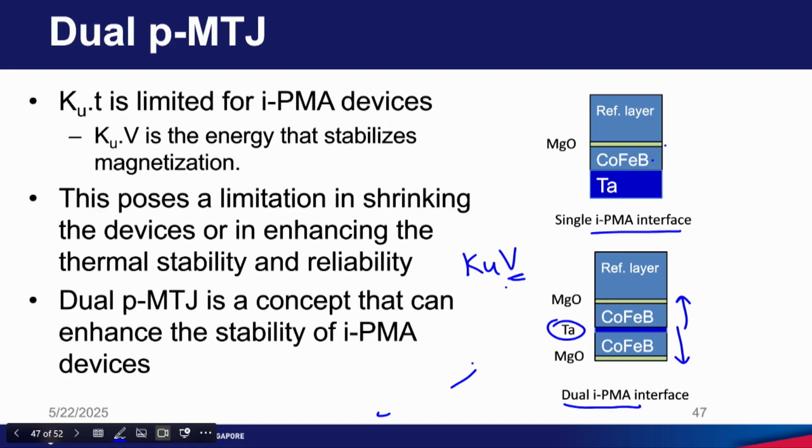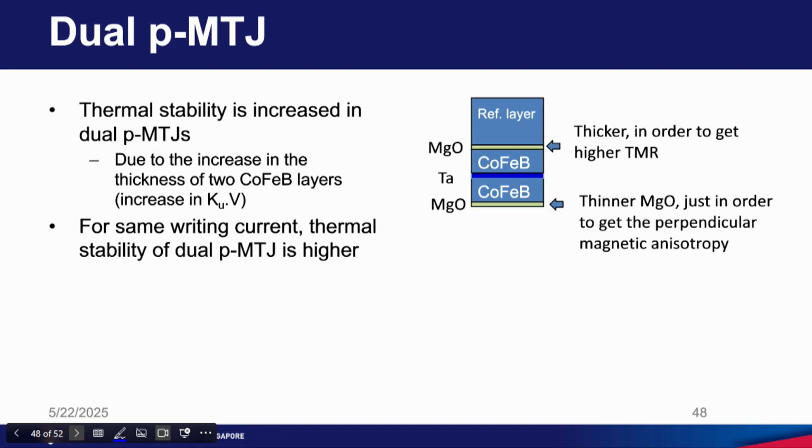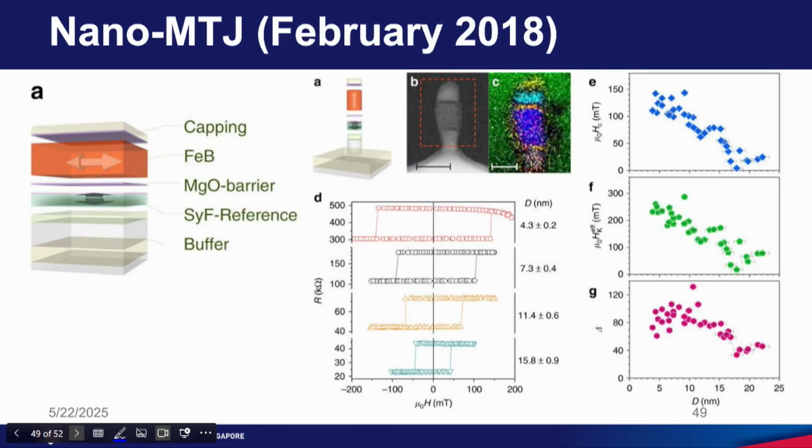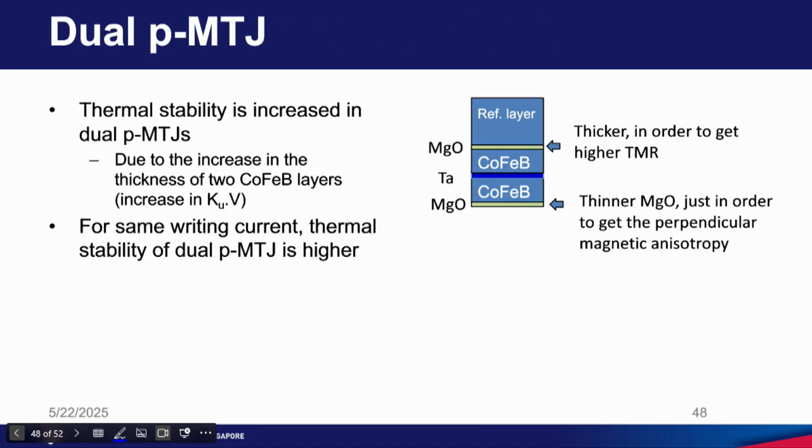Okay, so with this particular concept, people can achieve 28 nanometer diameter MRAM. Okay, so because you have increased the volume, now you have two layers, so your thermal stability is increased. And people also found that for same writing current, thermal stability is higher.